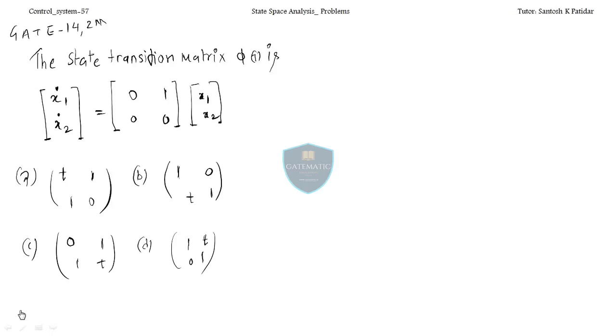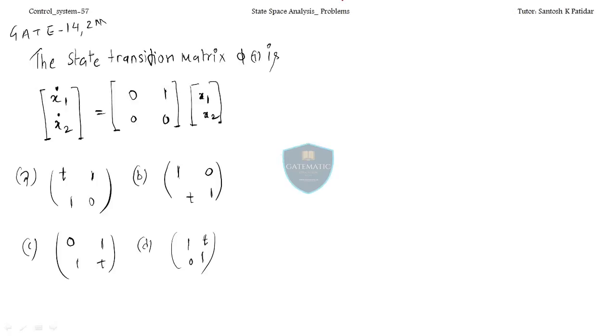So the first question of the day is: the state transition matrix phi t for the given system is. Okay, this is a very easy question, and interestingly it's a 2 marks problem. Hardly it will take 2 minutes. It's a straightforward problem, no right, no left, just straight. So let me start it.